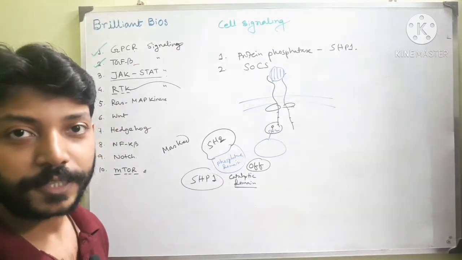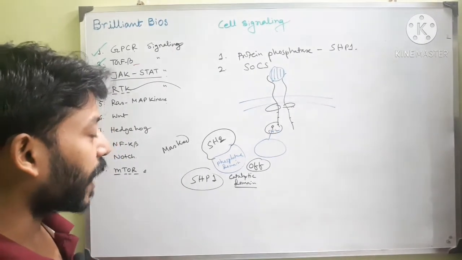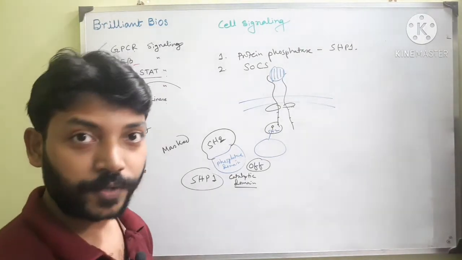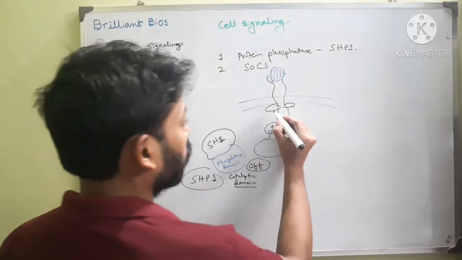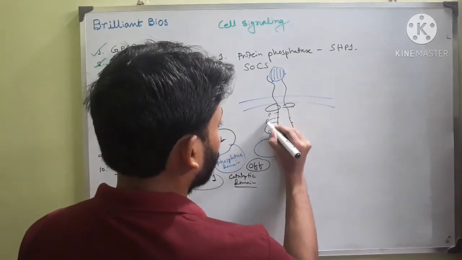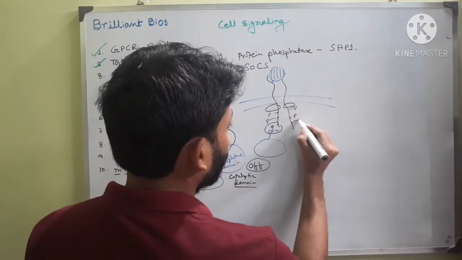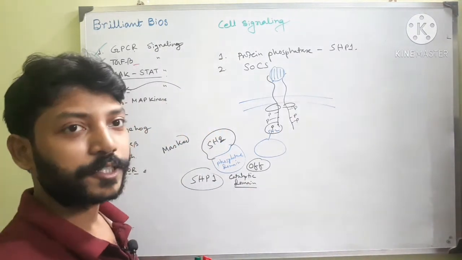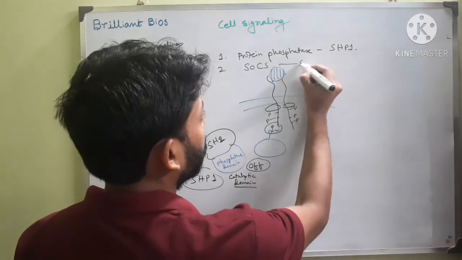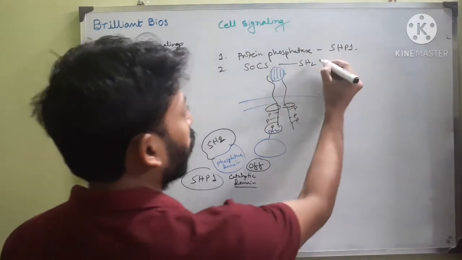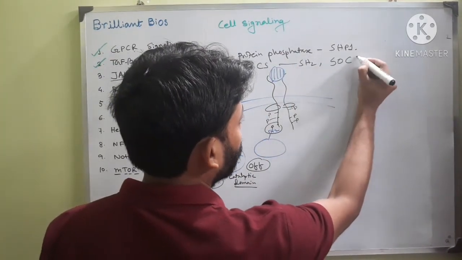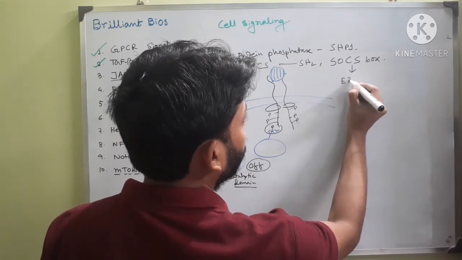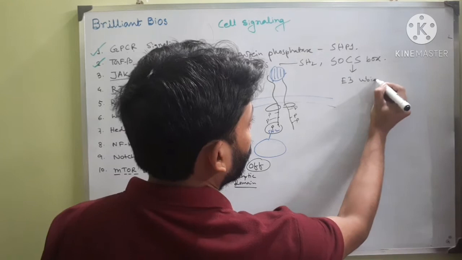This is a very interesting pathway, a mechanism of negative feedback loop. And the second is called SOCS. How does SOCS work? SOCS works also in this way. SOCS protein also has an SH2 domain. This is a very interesting fact. This protein also has an SH2 domain, but it also has a box called the SOCS box. This SOCS box can recruit E3 ubiquitin ligase.